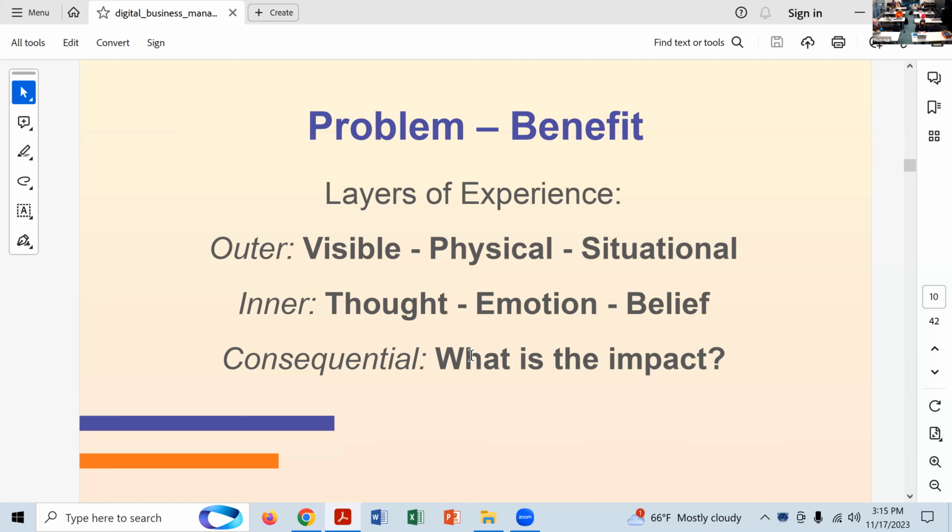We're thinking parents. What's the problem parents have? Outer, visible, physical, situational. Concern, worry. I love my kids, but I have to work. Who is babysitting them? Who is taking care? I want to serve my kids the best. I want my kids to attend this and this and this. What's going on? How to match their talents with the availabilities.